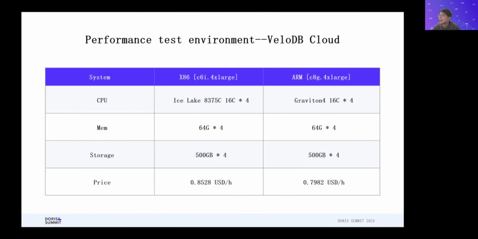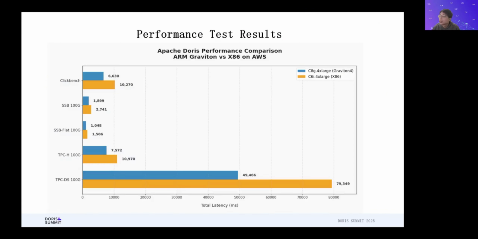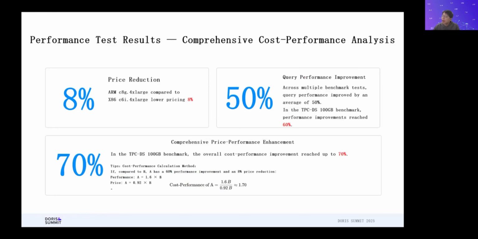Now let's get to the exciting part, the performance test result. The chart shows the total latency of Apache Doris on ARM and x86 across different benchmarks. As we can see, across all these benchmarks, the ARM system with Graviton 4 delivers better performance in terms of lower latency. It's incredible. The performance improvements are impressive. And when we combine them with the cost advantage, the result becomes even more impressive.